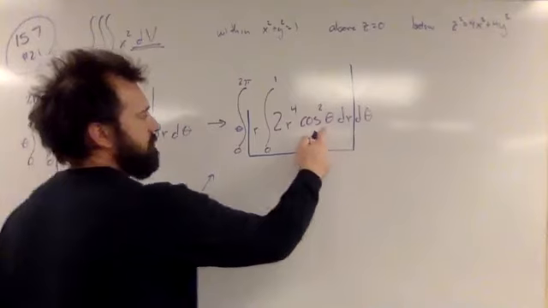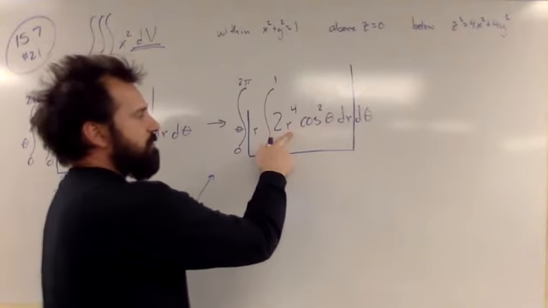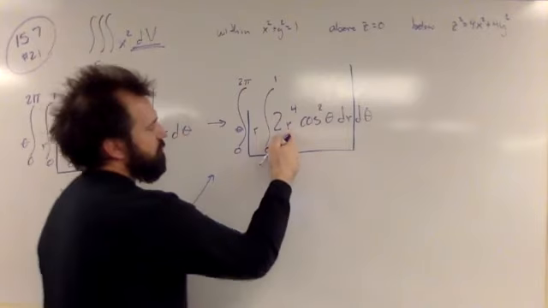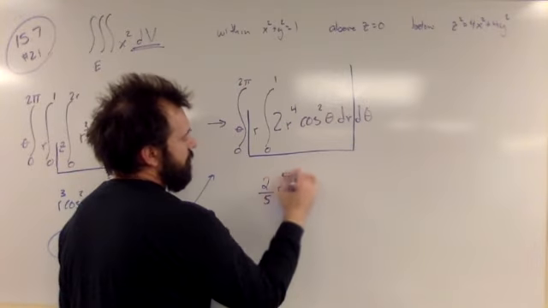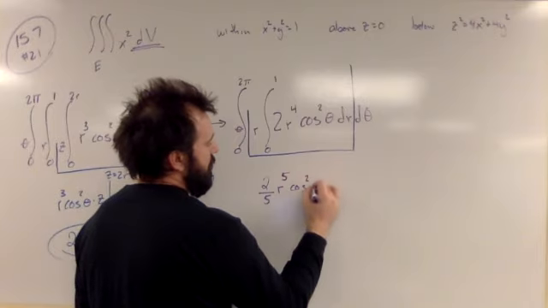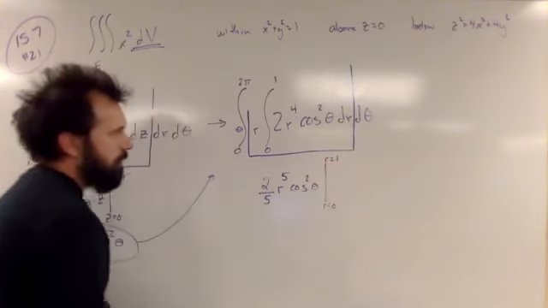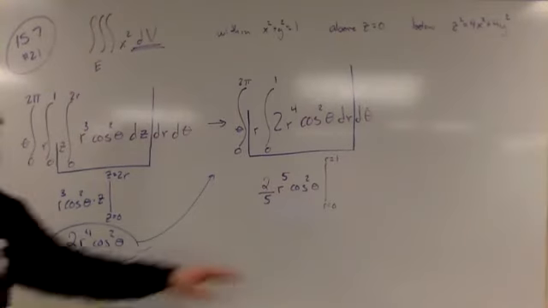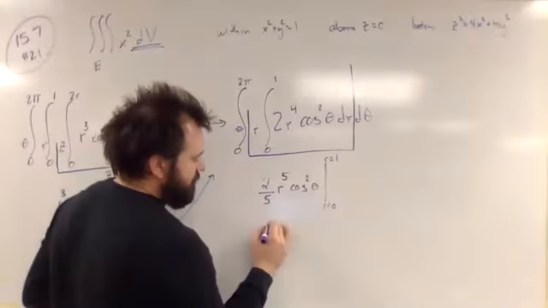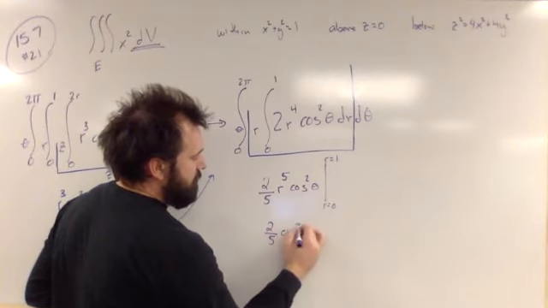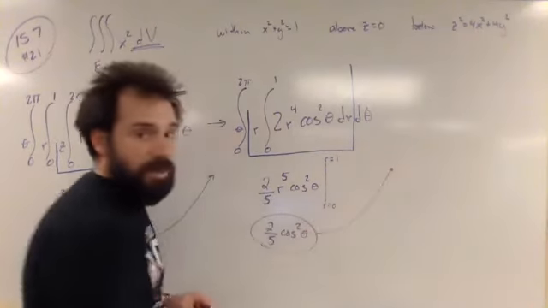The cosine squared is just a constant along with the 2. So what I'm taking the antiderivative of is r to the 4th. This antiderivative is going to give me 2/5 r to the 5th cosine squared theta. I'm going to evaluate that from r equals 0 to r equals 1. Again, when I evaluate 0, this is just going to go away. When I plug in 1, I just get 2/5 cosine squared theta.